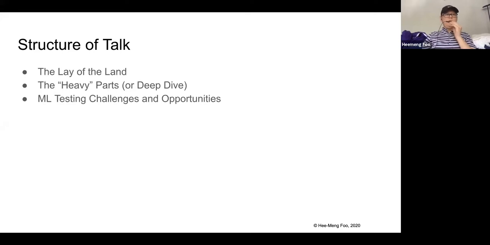Okay, so this is the structure of the talk. The first is the lay of the land, which is to give you some kind of guideposts or introduction to some terminology, so that it will be easier for you to read the paper. And then there will be a section, what I call the heavy parts or the deep dive, which go into a lot more detail. This is extremely involved, and because of that, and in the interest of time, I will go through it very, very briefly. If you're interested in any of those sections, please take the time to actually read the paper, but at least you're able to zoom into the sections that you're interested in. And then the last part, typical of a survey paper: what are the challenges in machine learning testing as well as opportunities.